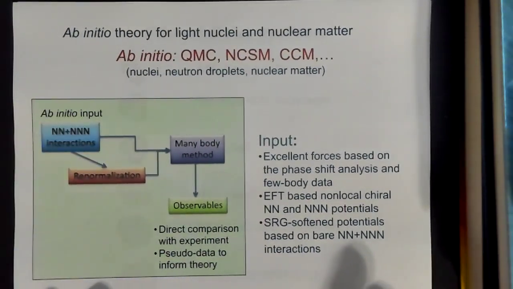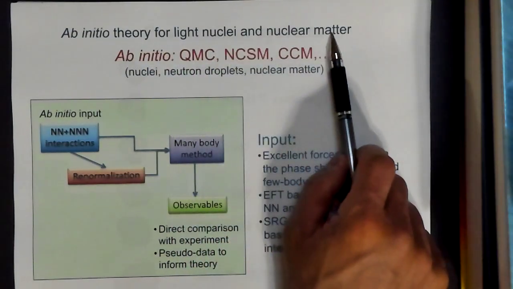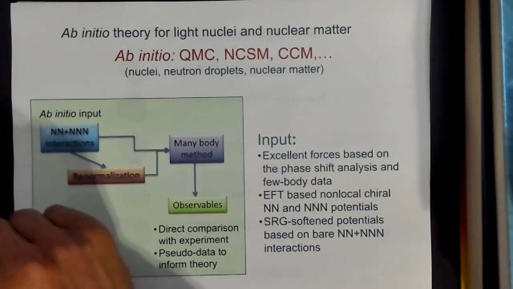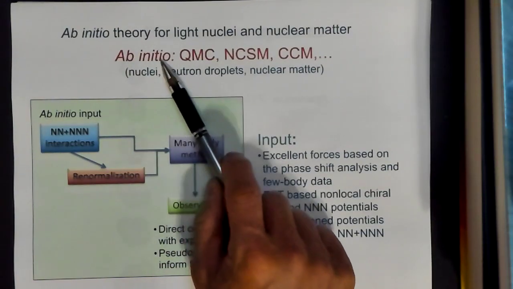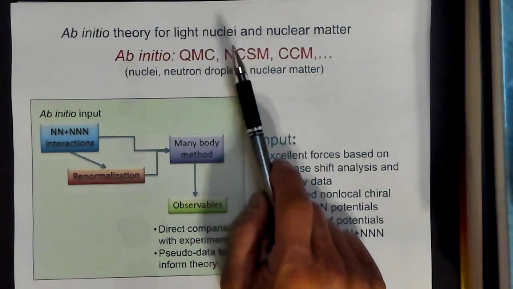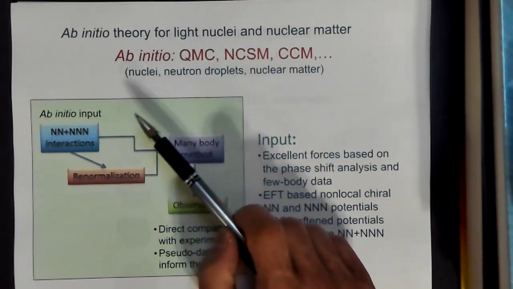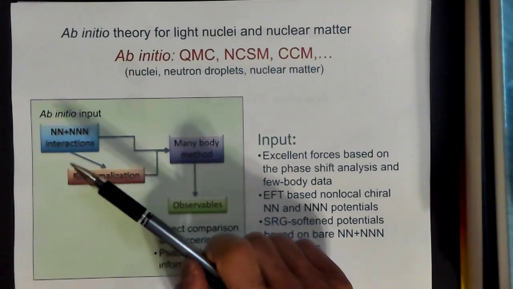Okay, let's start off with the first principles approach, so ab initio theory of light nuclei, nuclear matter. This is actually the research that I'm doing. There's various different methods. So a couple of them are quantum Monte Carlo methods, where Monte Carlo methods is where you use random numbers to sample things.